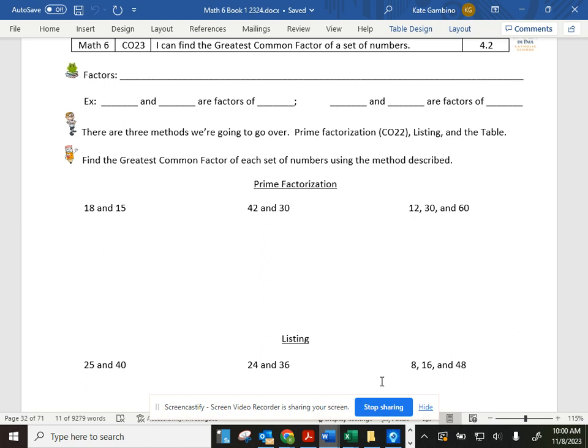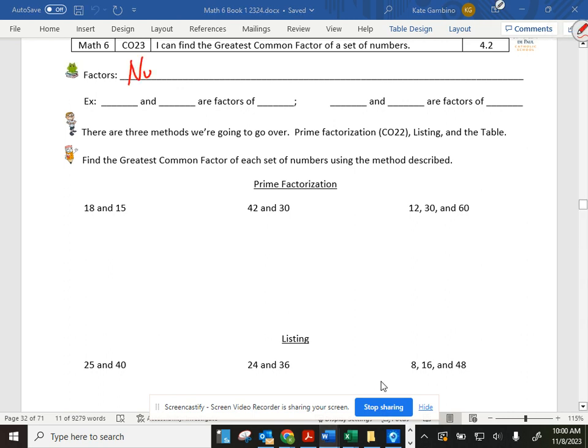Today we are still working with those factors, but this time we are finding the greatest common factor of a set of numbers. So now instead of just looking at one number and its factors and prime factors and all of that, now we're comparing numbers and we're finding that greatest common factor. So we need to remember what factors are.